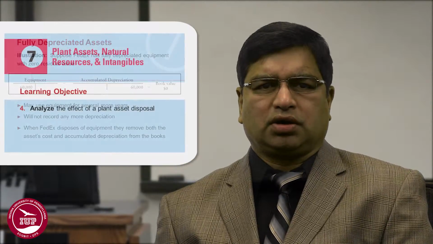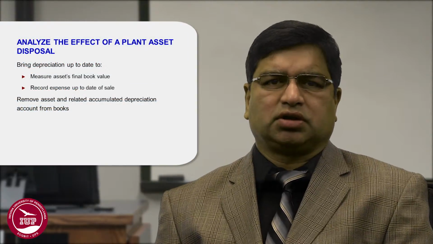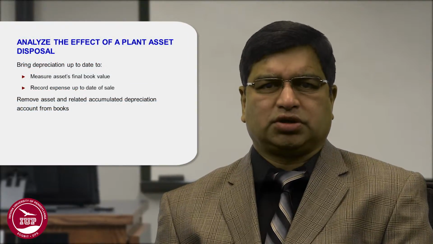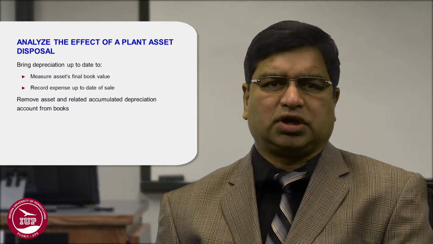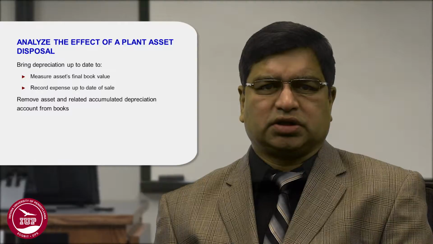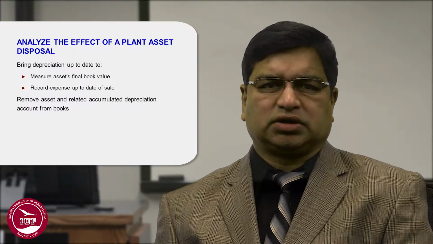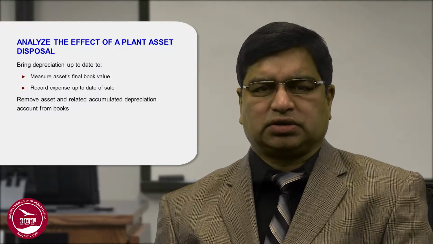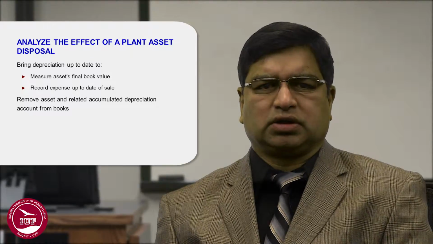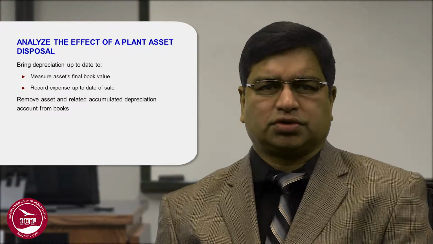And in case we want to sell off the plant and the asset, how do we measure this, or how do we account for that sale of the asset? We know what the book value of the asset is, and when we sell the asset, we remove the asset as well as the related accumulated depreciation account from the books.